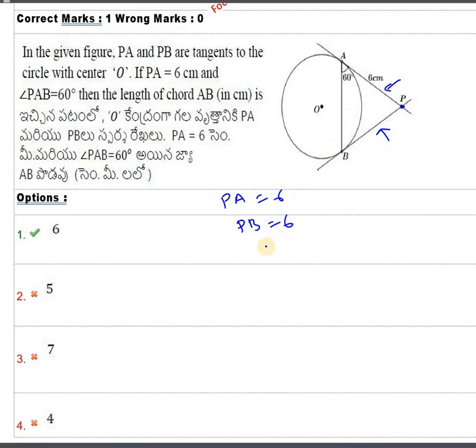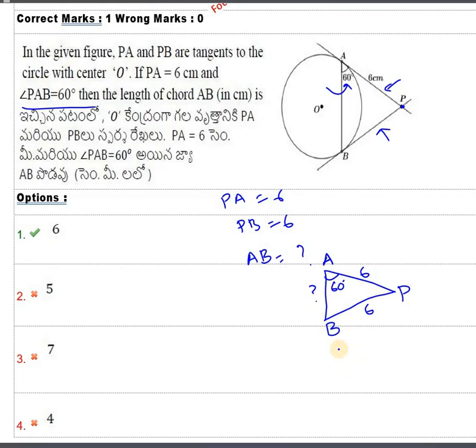So now what we need to find? AB we have to find. AB is the length of the chord. So this we have to find. And it is given that angle PAB is equal to 60 degrees. So one of the angles in the triangle is given. So in short, this is a very simple question if you understand. If this is the triangle, we are having P and this is the B and this is A. So A is given as 60 degrees, right? And PA and PB are 6 centimeter. So what about the third side? If we know the third side, then we may get some idea.